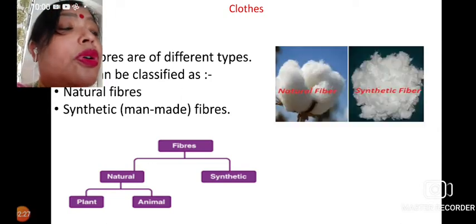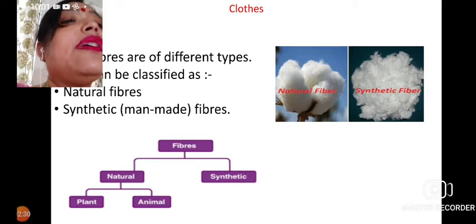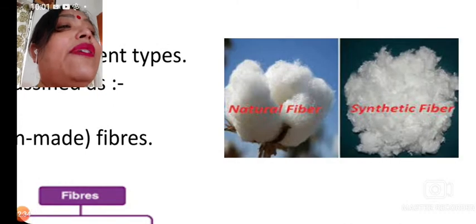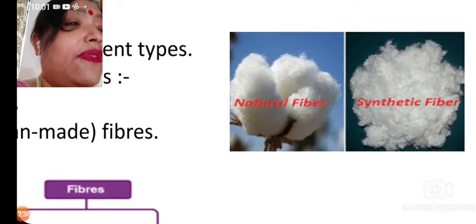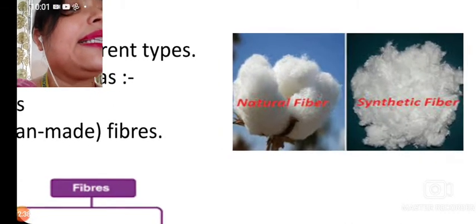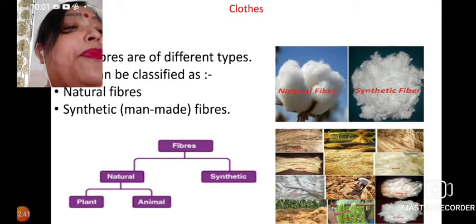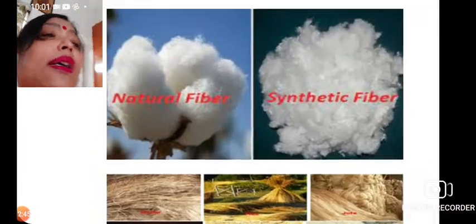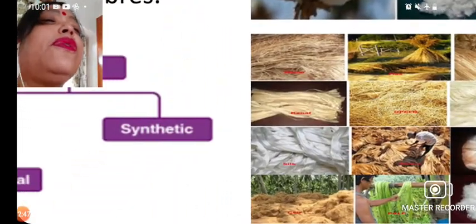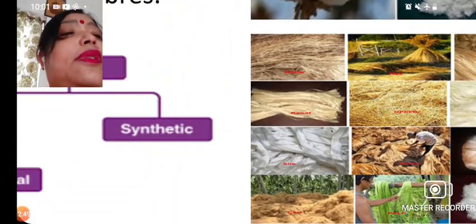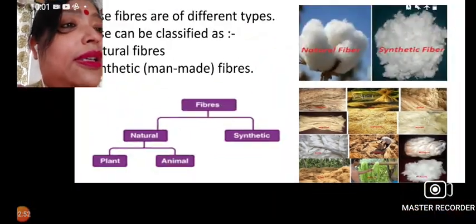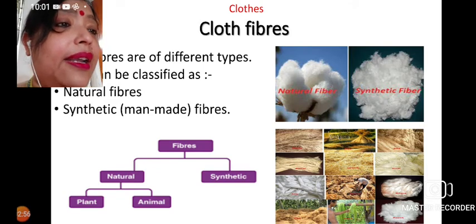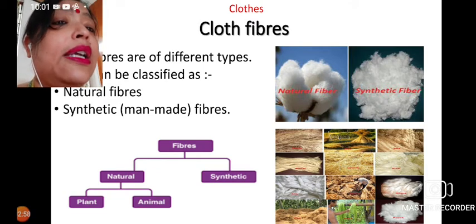So what are the different types of fibers? Already it has been shown here. See, these are the natural fibers. This is the natural fiber, and here you can see this is the synthetic fiber. Here also different types of fibers you can see in this picture. You can zoom in and see different types of fibers. So these are the cloth fibers.